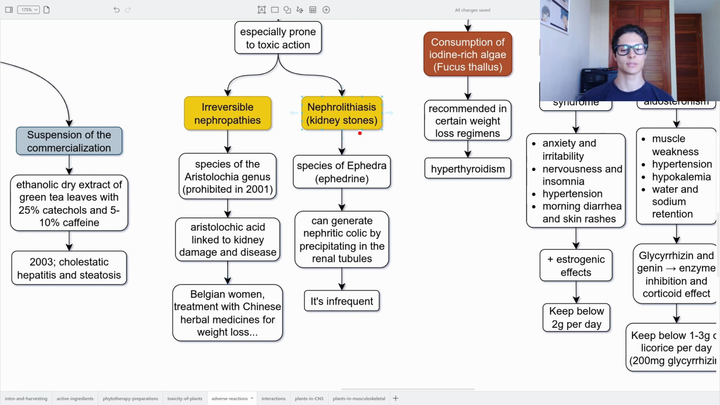On the other hand, the kidney stones can appear with a species of ephedra, because of ephedrine, which can generate nephritic colic by precipitating in the renal tubules. But fortunately enough, it's infrequent.